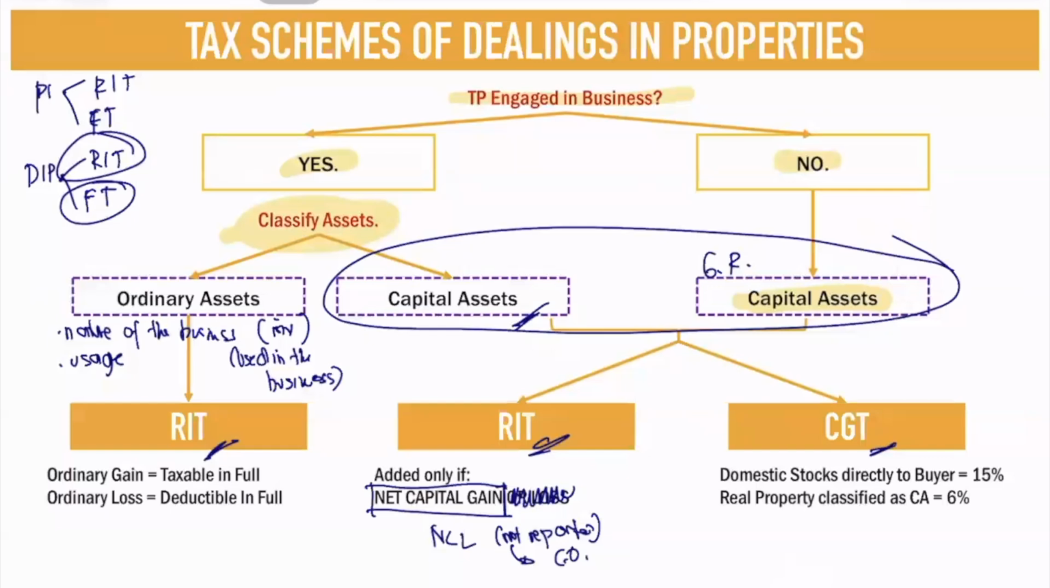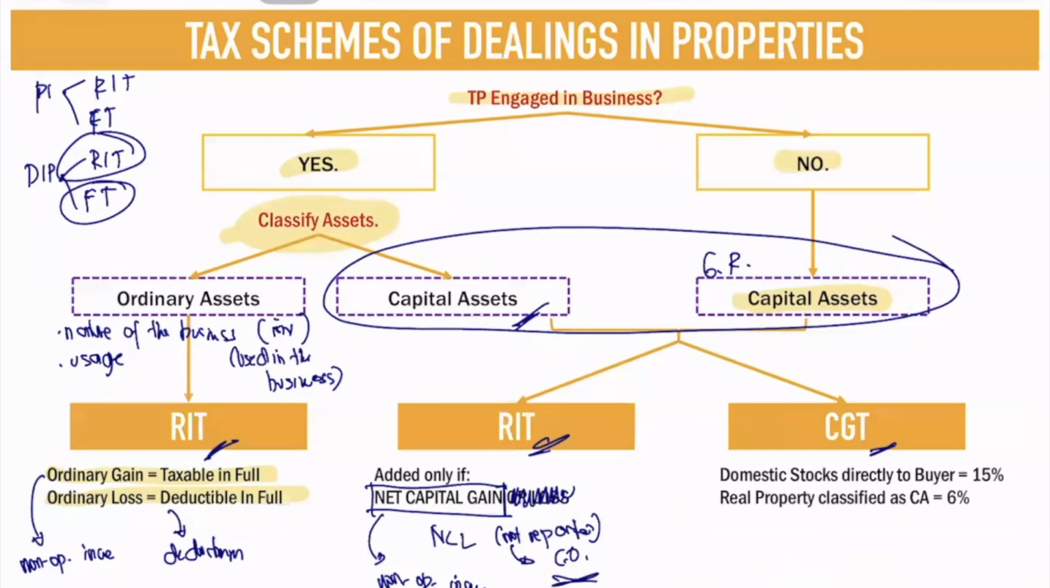But for RIT, take note, ordinary gain is taxable in full, ordinary loss is deductible in full. So the ordinary gain, where do we put it? We put it in non-operating income. Ordinary loss, it is part of your deductions. While for RIT of capital assets, we have only net capital gain under non-operating income. How about net capital loss? It is not deducted as a rule. It can only be carried over.